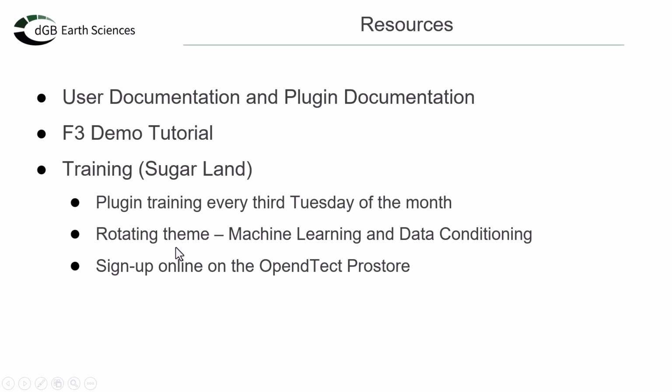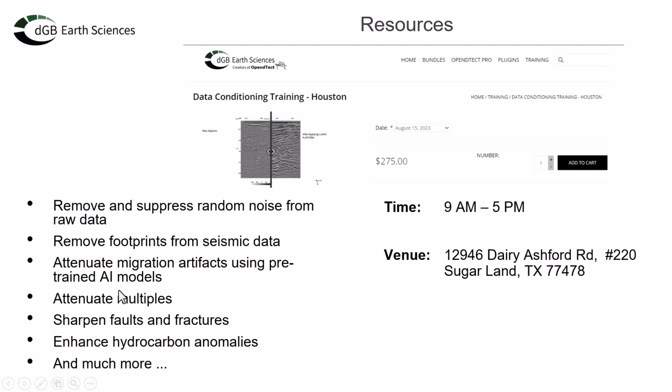Currently we have a rotating theme. Every other month we do machine learning, and the other months we take care of data conditioning. And you can sign up online on our OpendTect Pro Store. The topics that we go over during our data conditioning training you can see here. We go over some of the exercises that I showed you in the demonstrations just now. It is a full day from 9 a.m. to about 5 p.m. at our office here in Sugarland. So I hope to see as many of you as possible here in our office in the future.